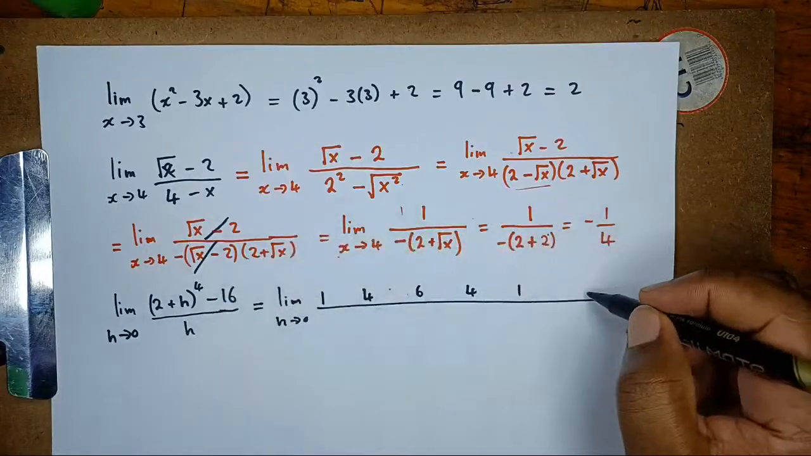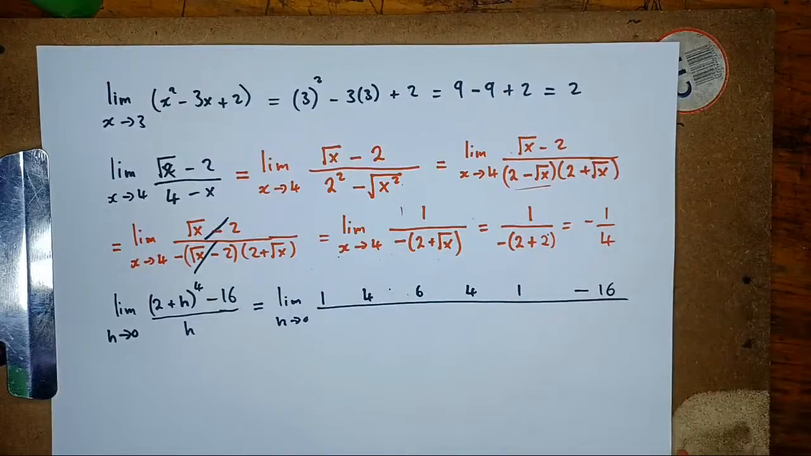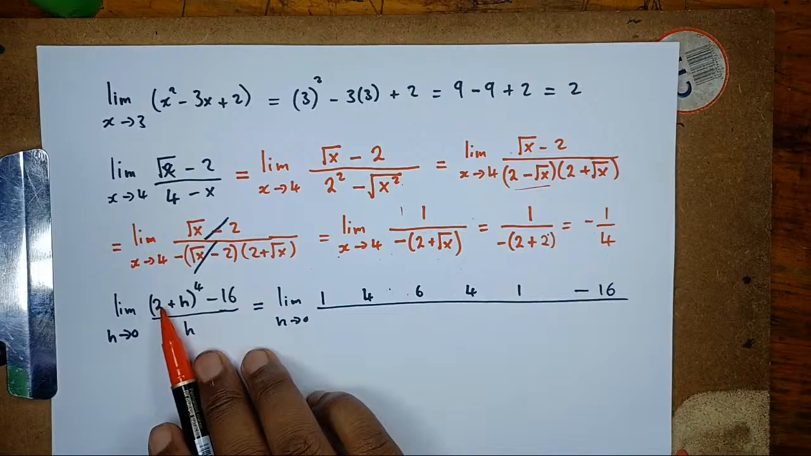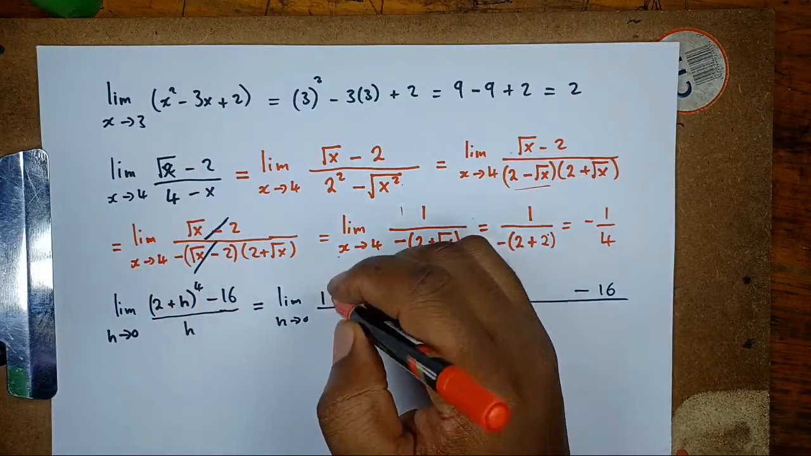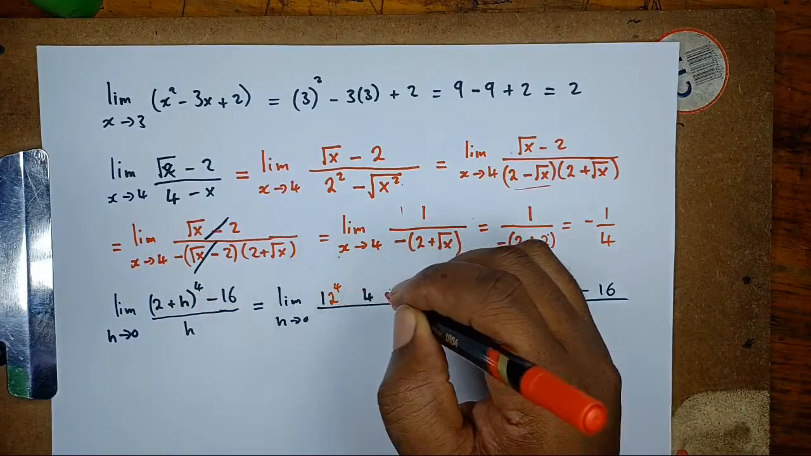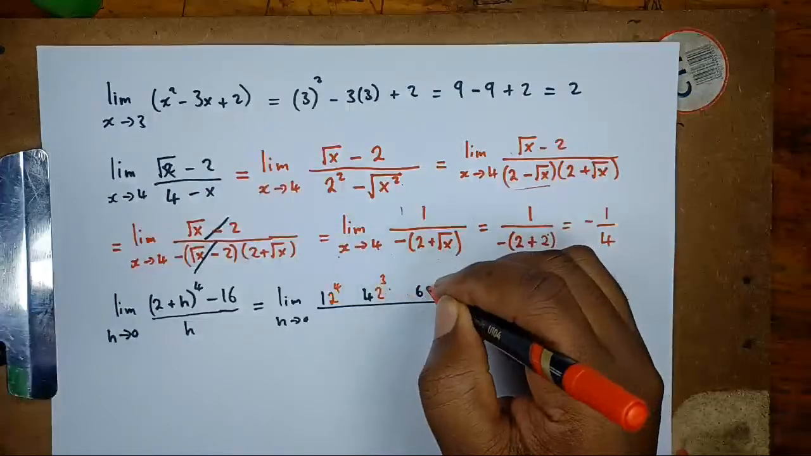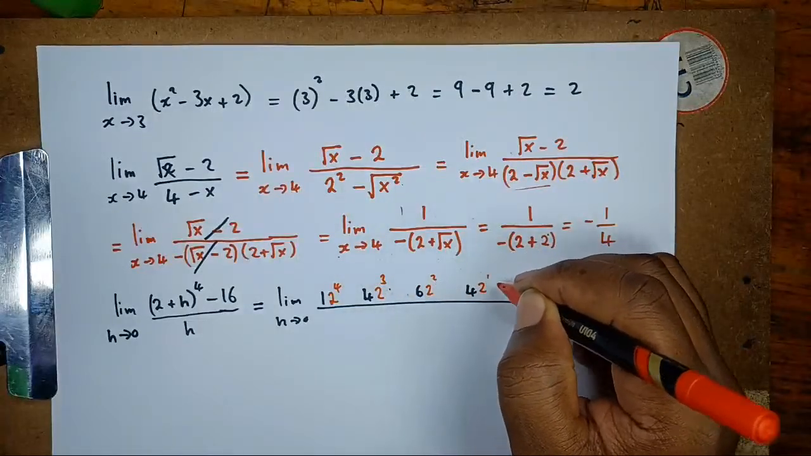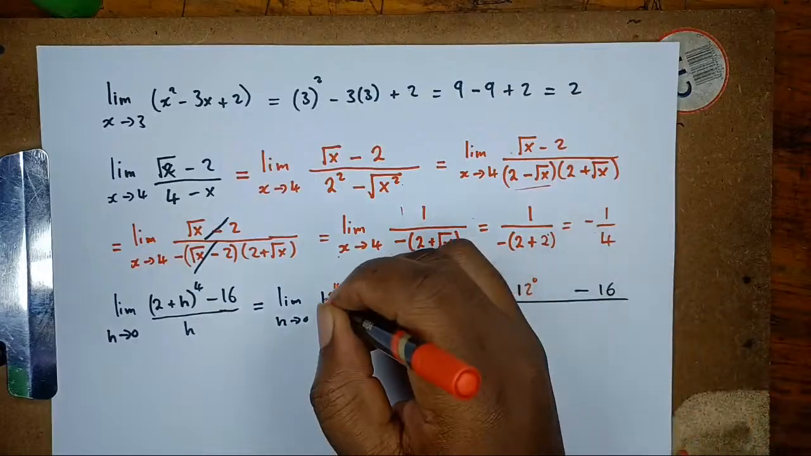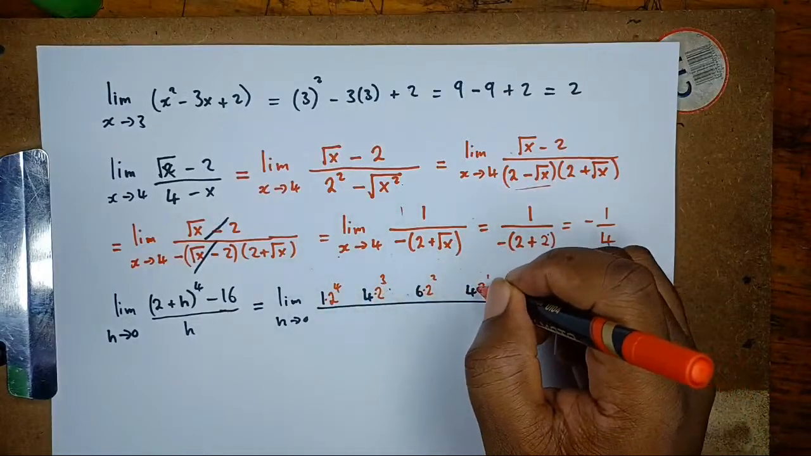And remember, there's that 16, so we can say minus 16 somewhere here. Okay. Then the next thing we're going to do is the first term will descend. So the first term will be 2 to the power 4, 2 to the power 3, 2 to the power 2, 2 to the power 1, and 2 to the power 0. So it has descended like that.